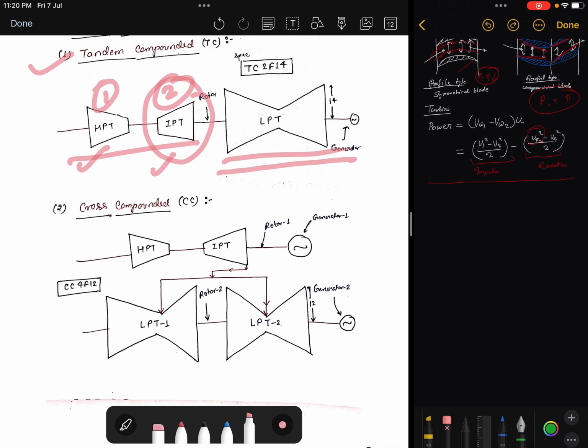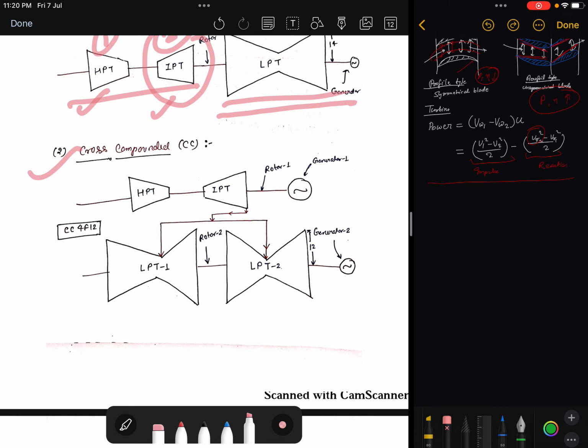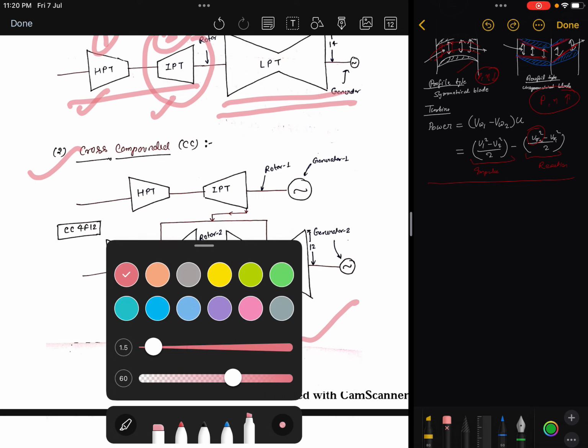And the second type is the cross compounded turbine. The cross compounded turbine is seen here. Here the turbines are attached in the cross section direction. If I explain, let's take this.